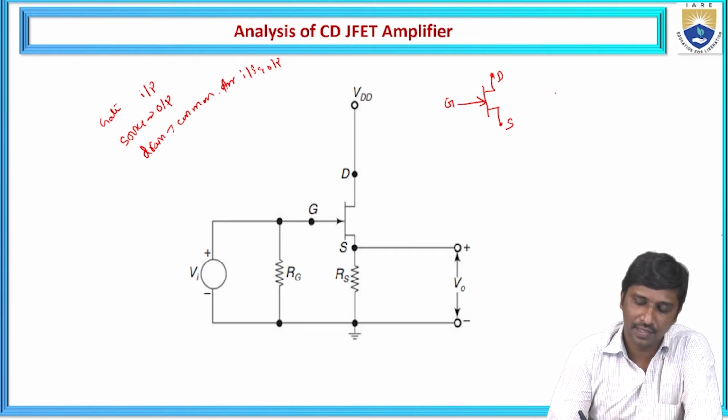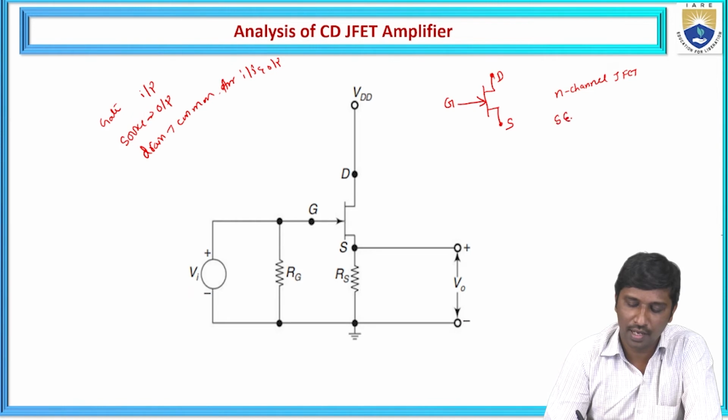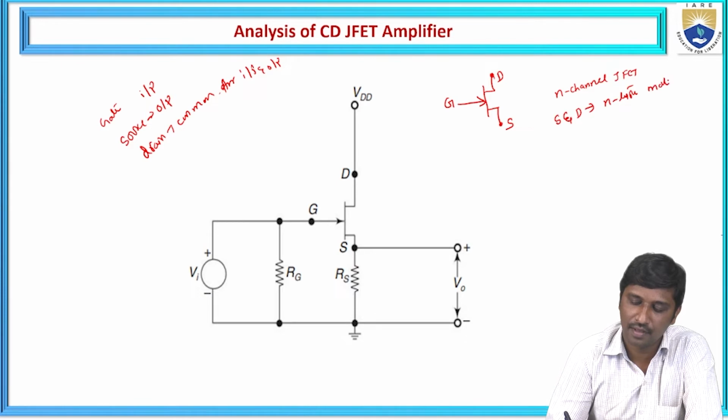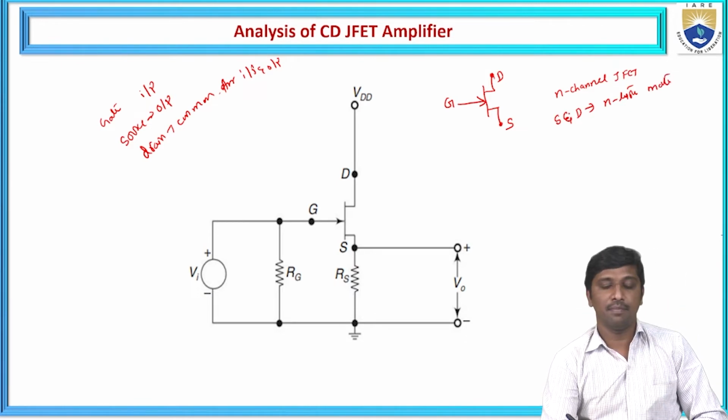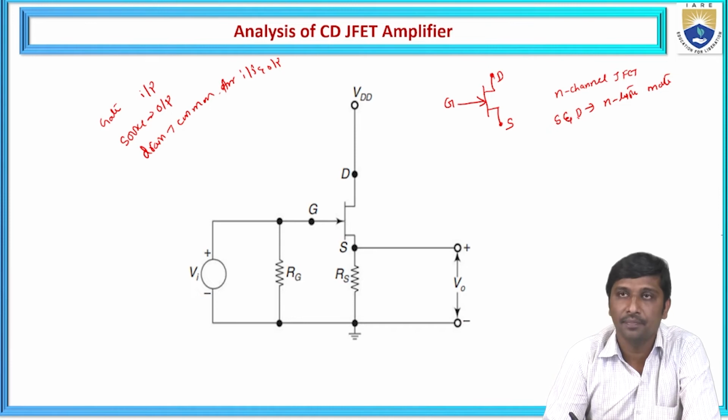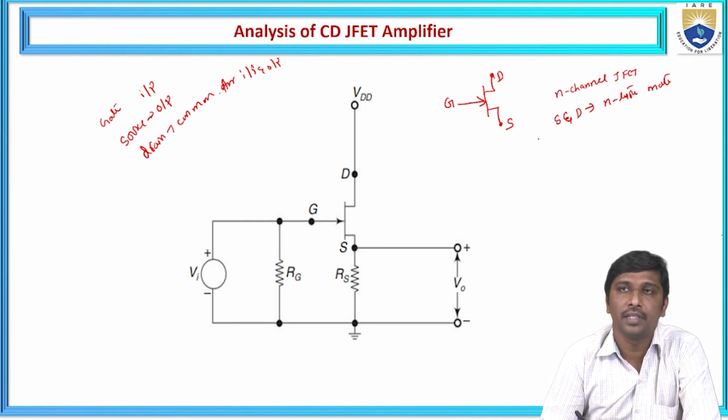Let us consider an N-channel JFET. Here I consider that the type of the JFET is N-channel JFET. From this construction, we know that the source and the drain are made up of N-type material. And we know that in a FET, the conduction depends only upon the majority charge carriers.